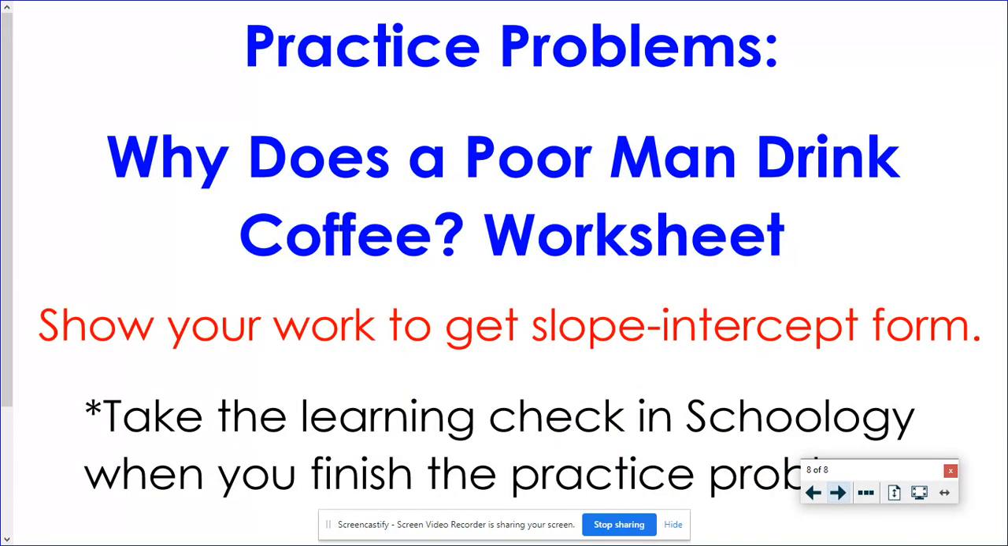So today's worksheet, there is some work to show to get slope-intercept form. Feel free to use the back side of the worksheet or a notebook paper, or if you can write small next to each graph is fine, but it's the why does a poor man drink coffee worksheet. When you finish that, make sure that you do your learning check in Schoology. Let me know if you have any questions.